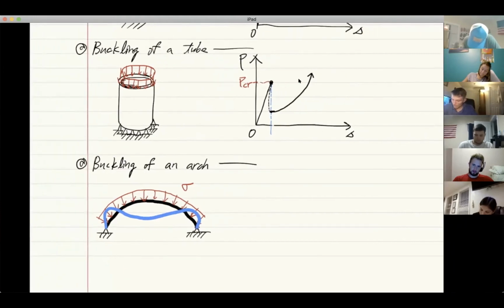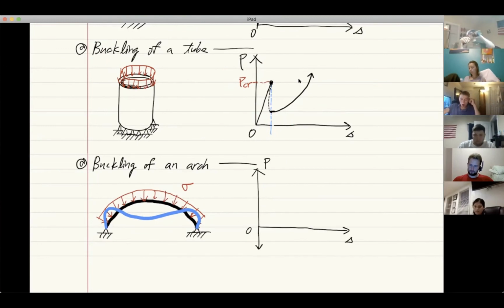What about the load deflection curve? The load deflection curve looks like this. And again, upon loading it is going to increase to some point until it reaches the critical load, PCR, like this. Now, once you arrive at this critical load, it will go down. Once the buckle takes place, it will go down like this.